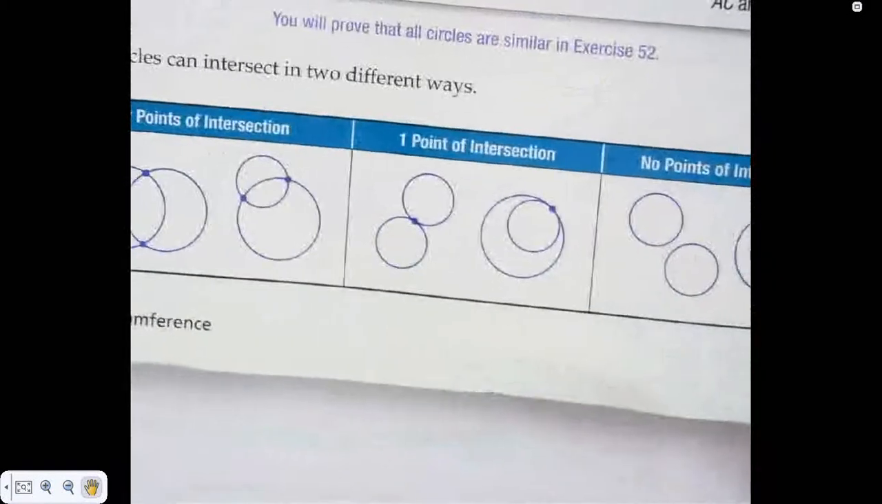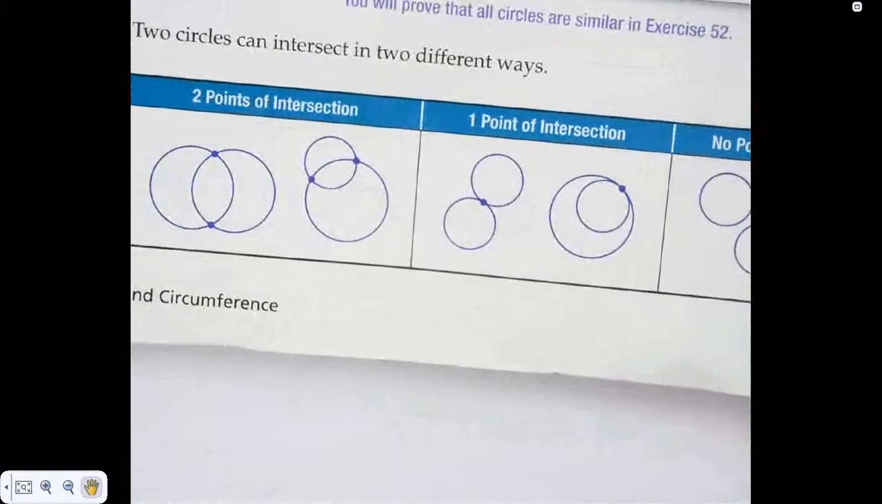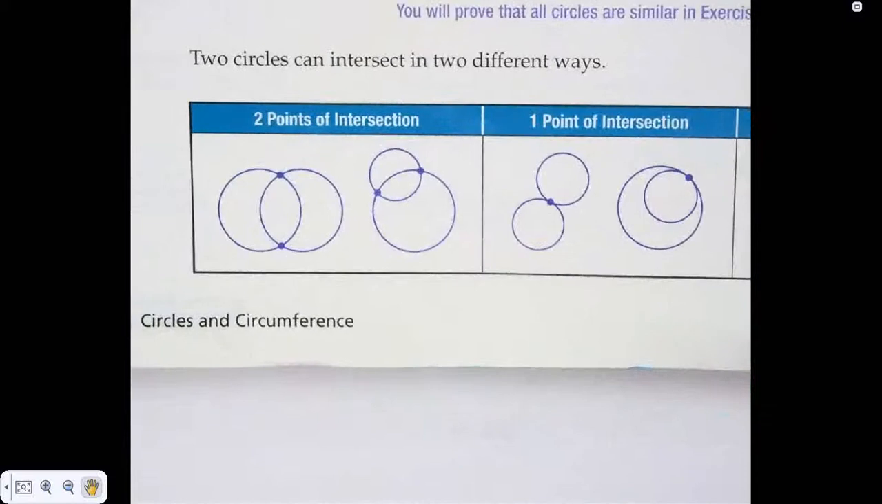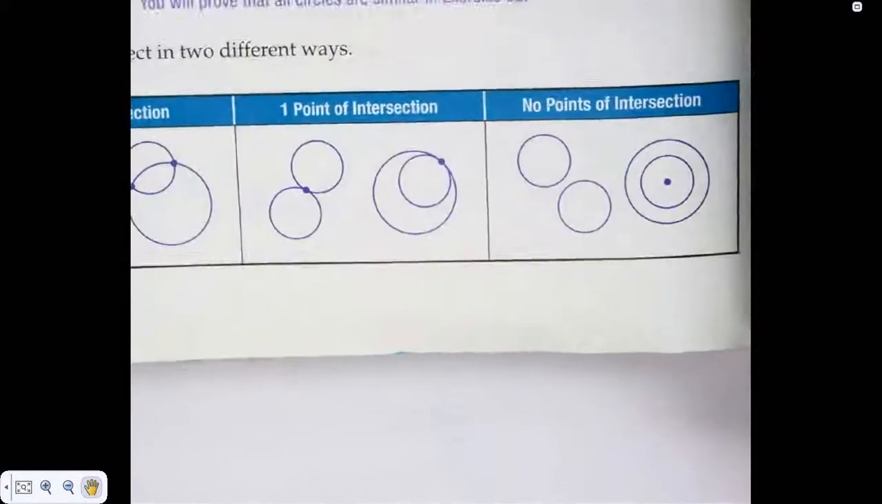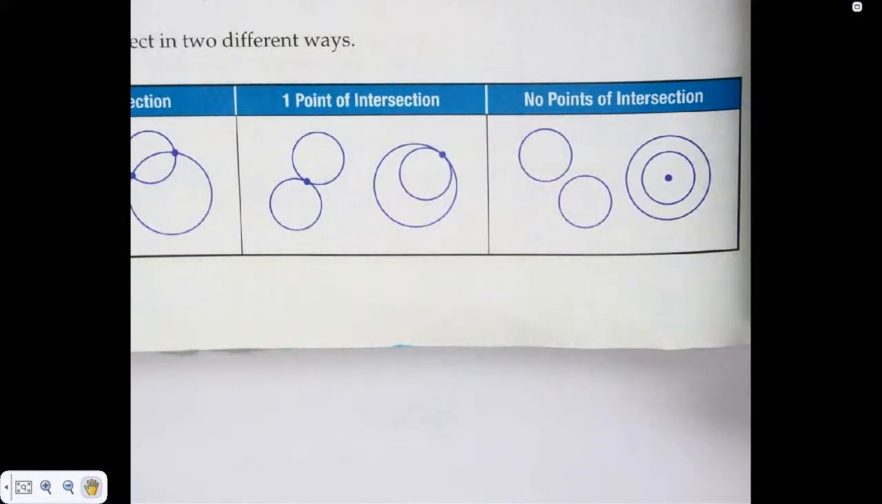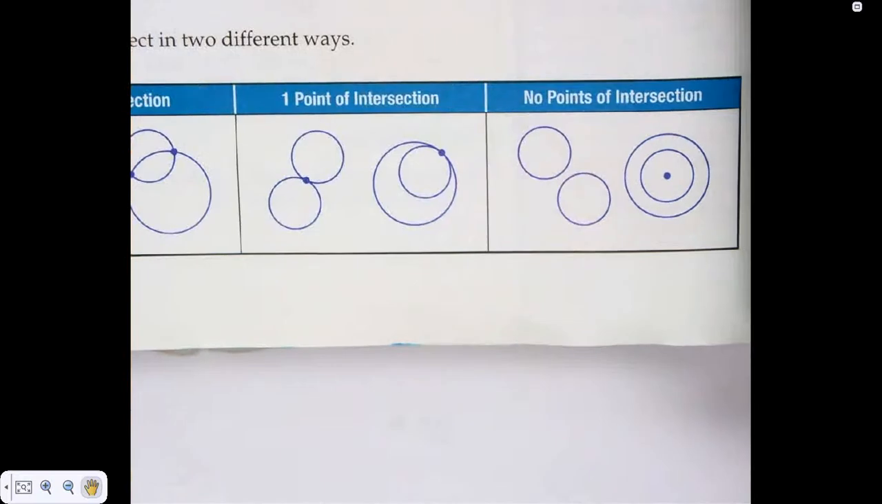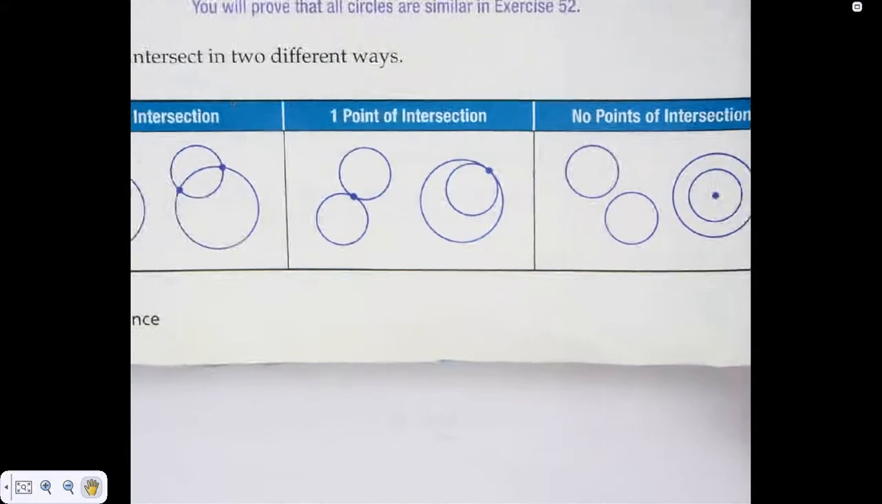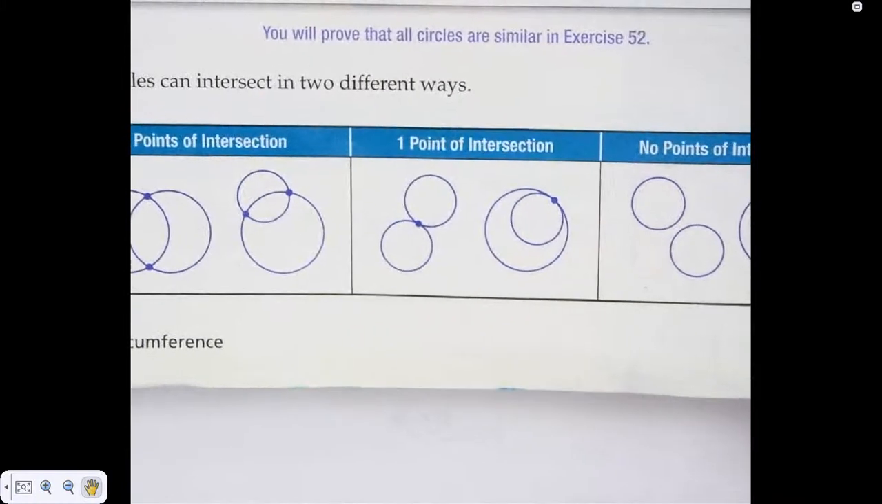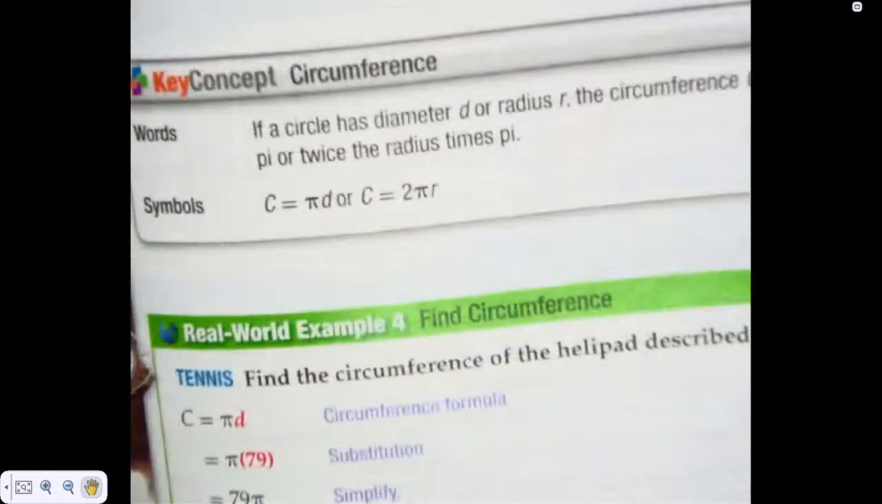How can circles intersect? Well, here's two examples of 2 points of intersection. You guys see that? Here's an example of one. There are examples of none. Okay, any questions on that? All that makes sense, right? Okay.